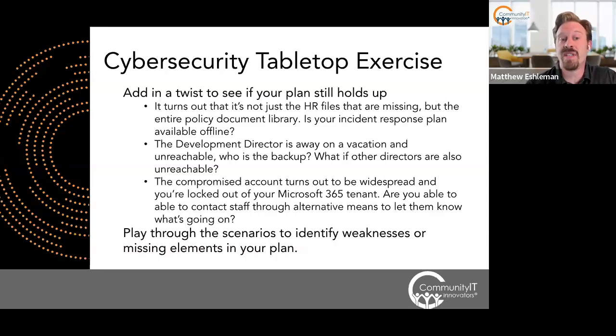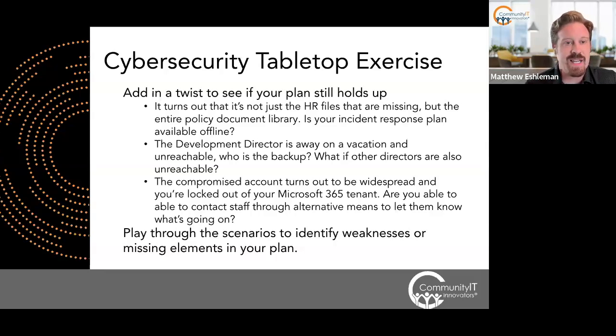But hey, what if the twist is, well, wait, it's actually not just the HR files that are missing, but we actually realize our whole policy library is now gone or inaccessible. And that's where the incident response document was. Does this document exist anywhere else? Do we even know who to contact, because we had our insurance provider on there and we need to reach out, but now we don't know what that number is because we don't talk to them that much. So again, adding a little bit of a twist can help to surface weaknesses in a plan or identify areas that maybe aren't fully complete.